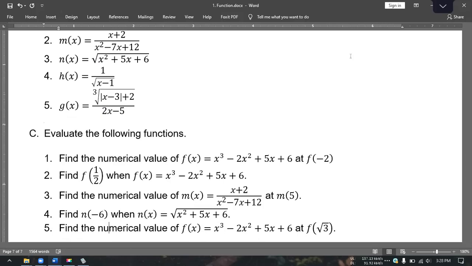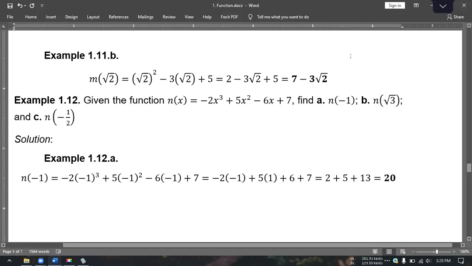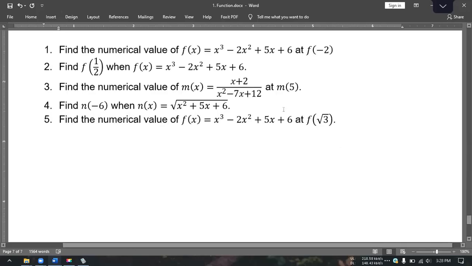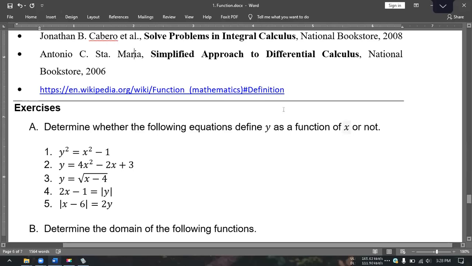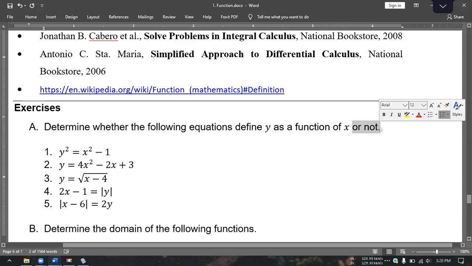That's all for today. If you have more questions, don't be shy so we can clarify. Sir, about letter A. Determine y as a function of x, meaning the equation is a function or not. That's why we have the choice of function or not. Okay po, sir. Thank you.